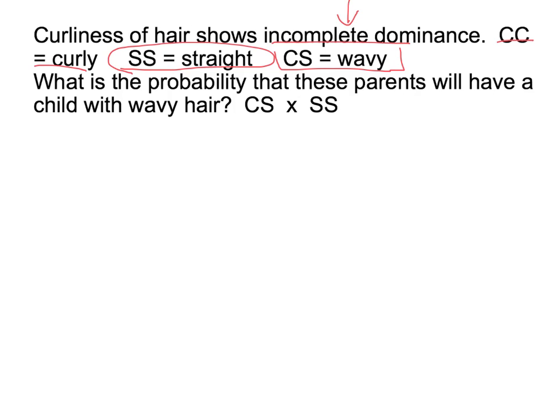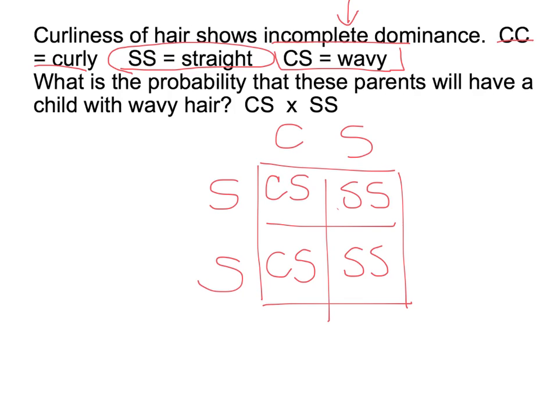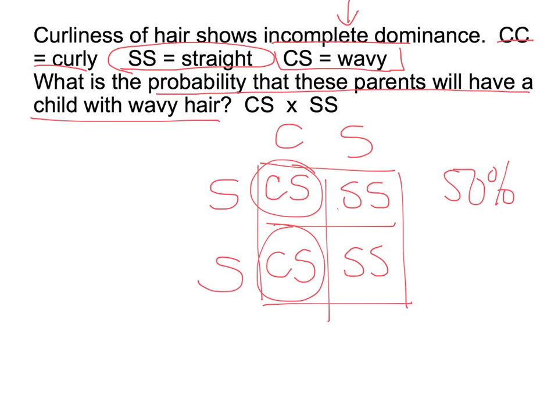So let's look at this problem. What's the probability that these parents will have a child with wavy hair? So we set up our Punnett square. All right, we have CS, and that means that first parent has wavy hair. And then we have a straight-haired parent. So our resulting offspring, all right, and the question that we need to answer here is what's the probability that these parents will have a child with wavy hair? And once again, wavy is the heterozygous individual, and we have a 50% chance of a child with wavy hair.